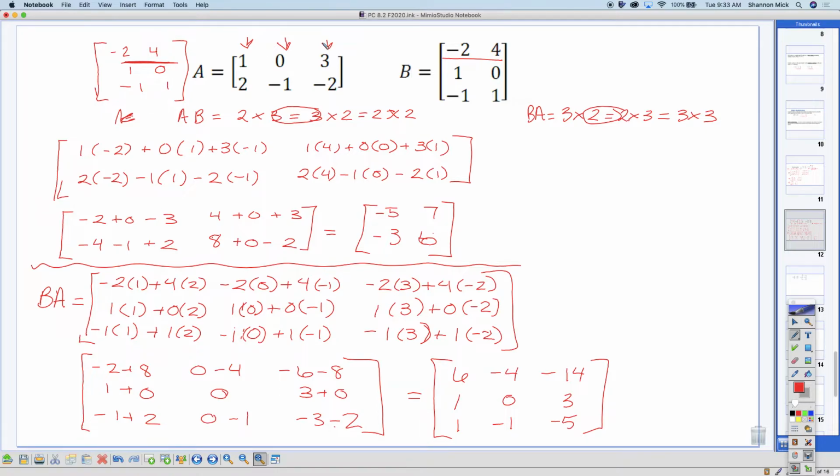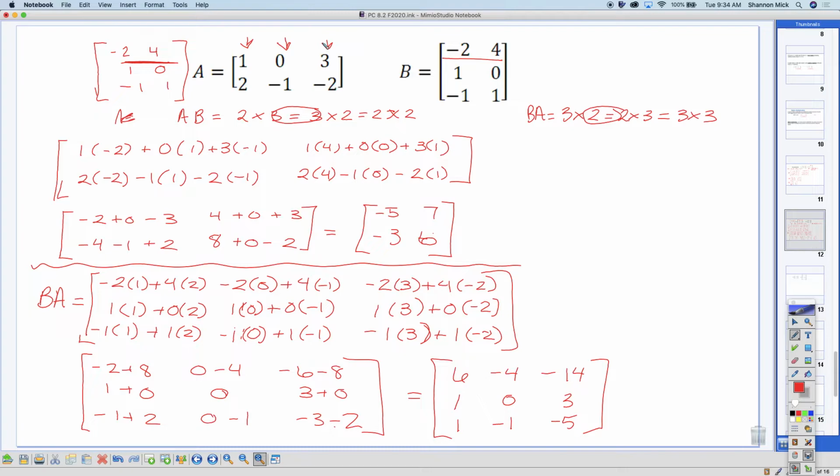That's why the columns of the first have to equal the rows of the second, because it won't work. That's BA. That was BA. And that's why I wrote B over here, because it's much easier to do that with having the B on the other side.